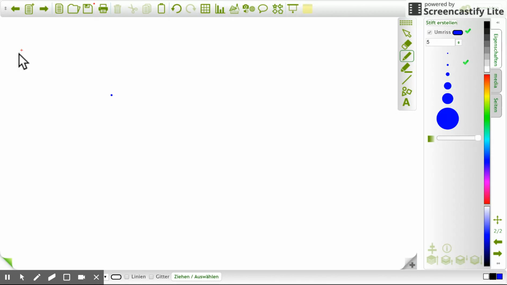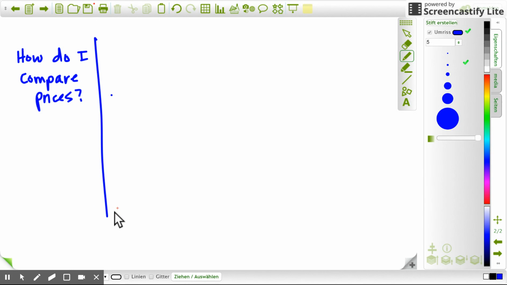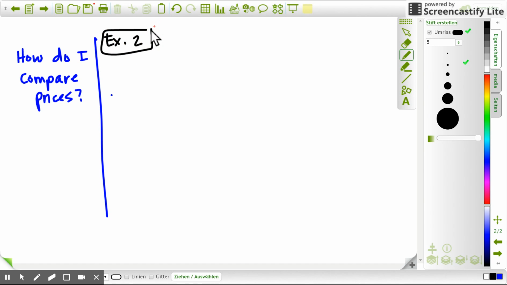So my new question, how do I compare prices? Okay, and we'll pretend there's our little line for the Cornell notes. So I'm going to find the unit price on both items. We do that by dividing. So just a lot of division. You guys know 6th grade is a lot of division. Okay, I'm going to label this example 2. That's what I've done in my notes.